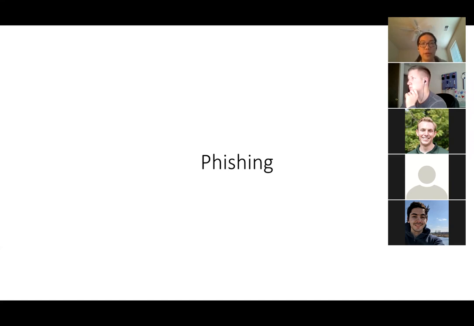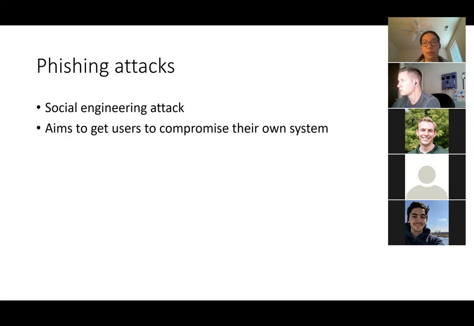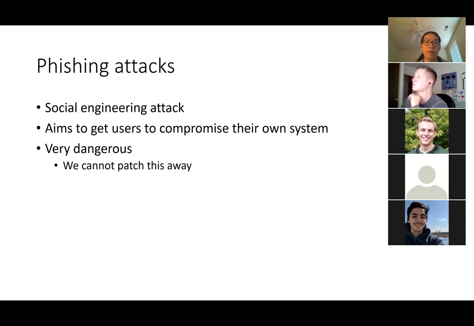It's a social engineering attack where you try to get users to essentially expose themselves to be attacked, right? A social engineering attack aims to get users to compromise their own system. It's very dangerous because we can't patch this away. There's no amount of good software, right? No matter how you engineer your software, no matter how well you do it, you just cannot patch it away. And again, similar to DDoS, it requires very, very little domain knowledge, right? All you need to do is send an email and pretend to be somebody else. You don't have to know anything about the system. You don't have to actually understand how it works. And you can just social engineer your way to compromising a system.